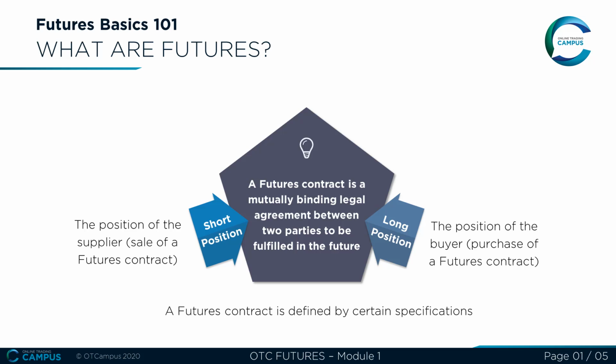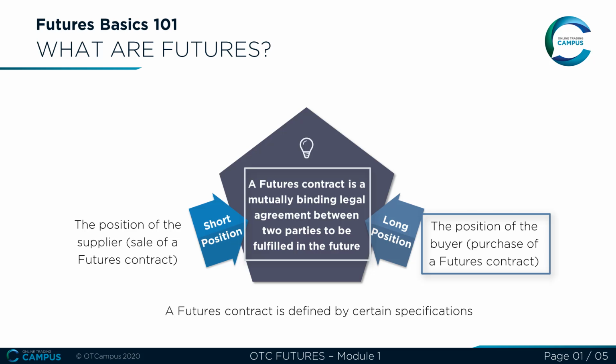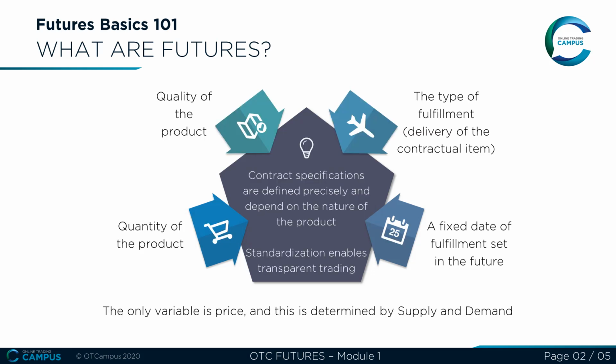To cut a long story short, a futures contract is a mutually binding legal agreement between two parties, the position of the buyer, your long position, and the position of the seller, your short position, to be fulfilled in the future. So a futures contract is a standardized contract to buy or sell a specific product of standardized quantity, quality, and type of fulfillment at a certain date in the future and at the market predetermined price, the futures price. Each of these contracts will then be executed on an exchange electronic platform.